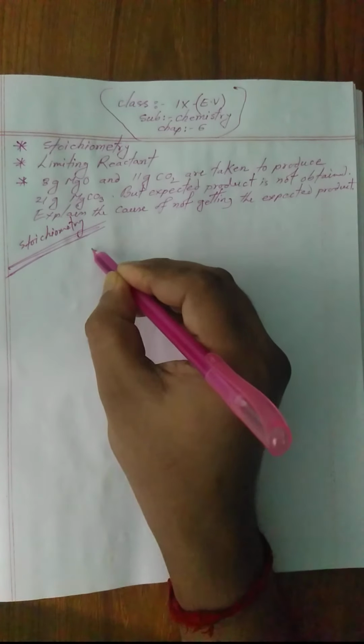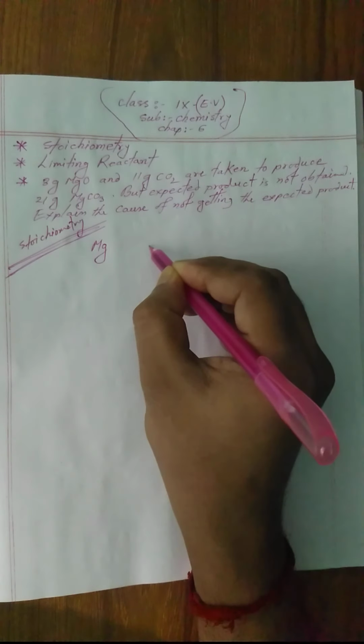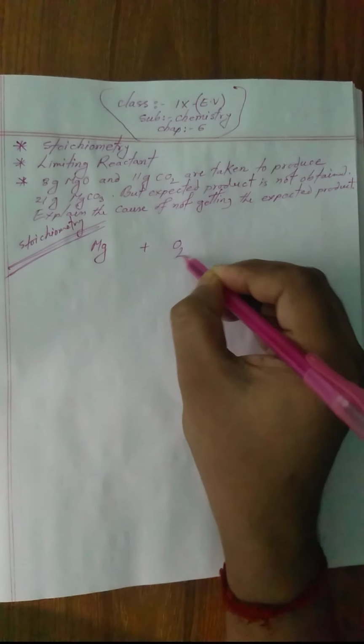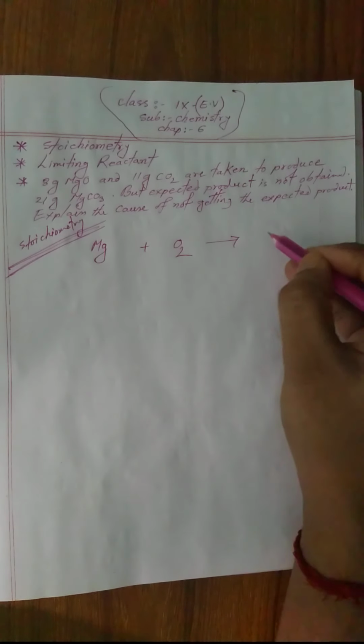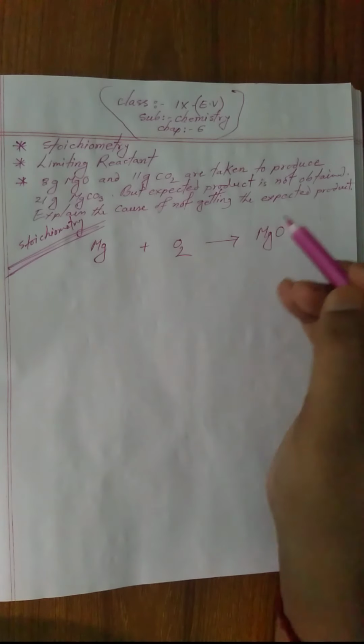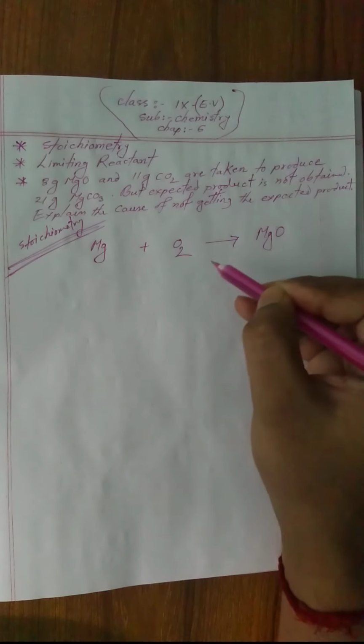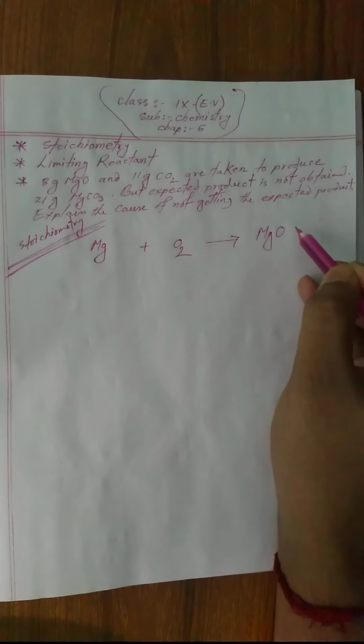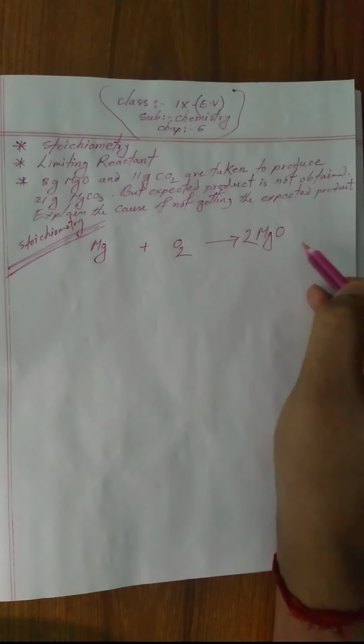For example, magnesium reacts with oxygen and produces MgO. So we have to balance this reaction first. It is very necessary. To balance this equation, you have to multiply Mg by 2 and MgO also by 2.